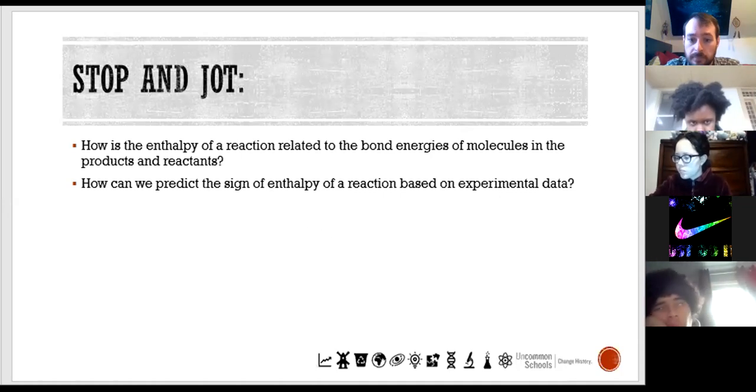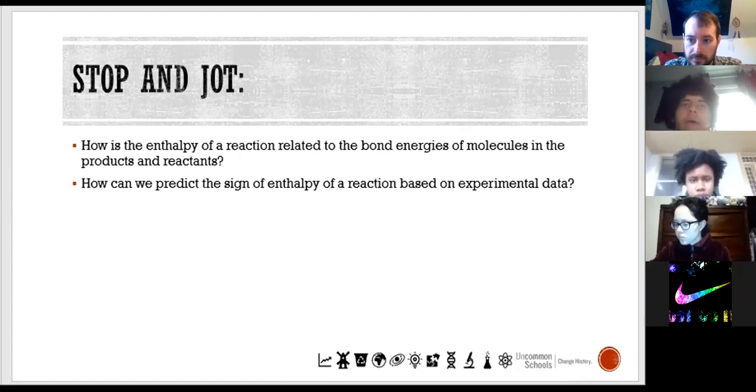All right. So for the first question, I said that if the bond strengths of the reactants are greater, then the enthalpy would be positive. Yeah, greater than what? Greater than the bond strength of the products, then the enthalpy would be positive. And if the bond strengths of the products are greater than the bond strengths of the reactants, then enthalpy would be negative, according to the equation: sum of bonds broken minus the sum of bonds formed. Very good.